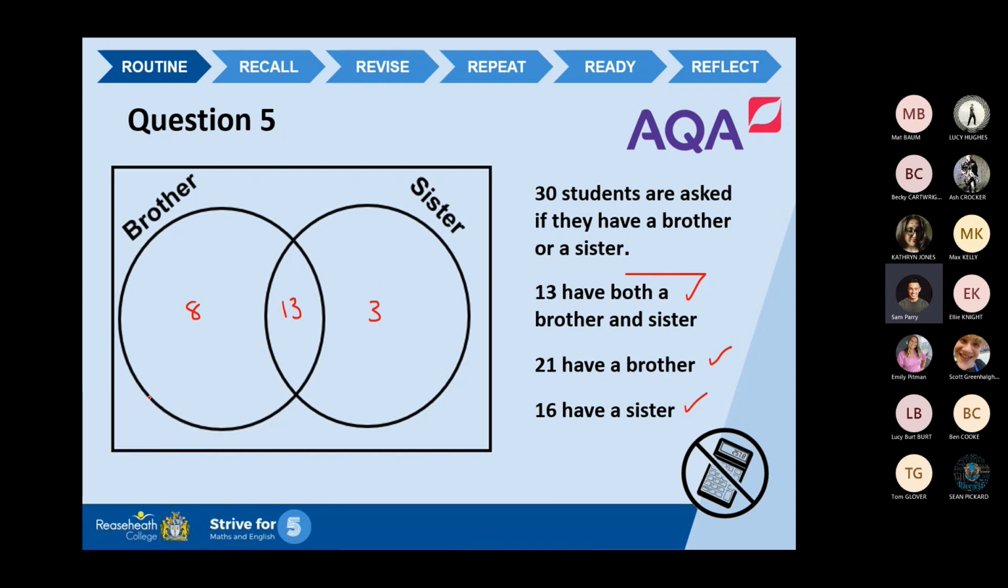Now, if we have a little look then, 8 add 13 is 21. Add the 3 is 24. So I've actually got 24 people counted for now. There's 30 in total. So I've got 6 students that go on the outside of both circles. Those 6 students don't have a brother or a sister, so they're an only child. But now I've got a complete Venn diagram where all the numbers add up to what they need to, and they all add up to that magic number 30.